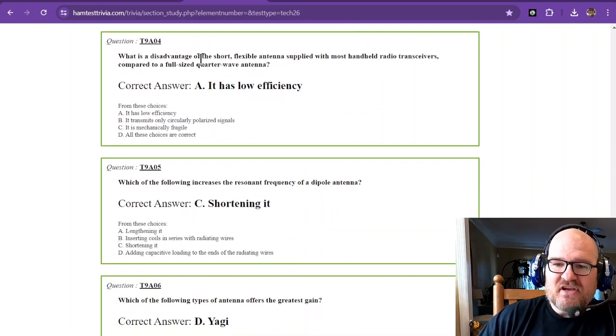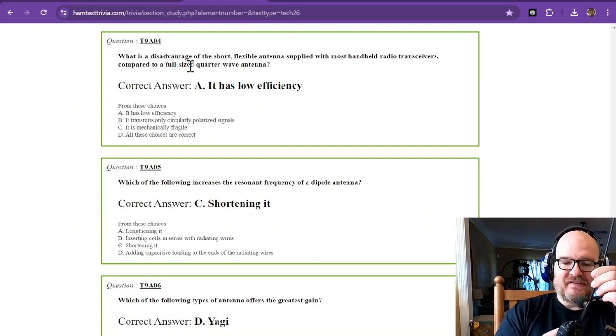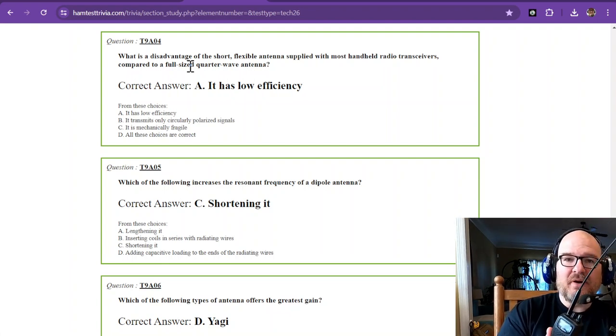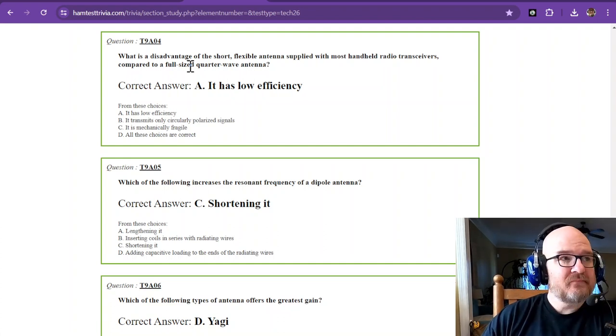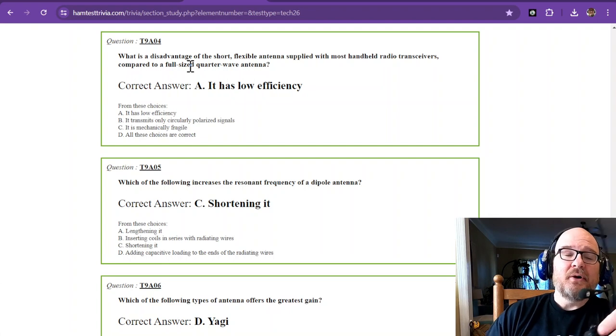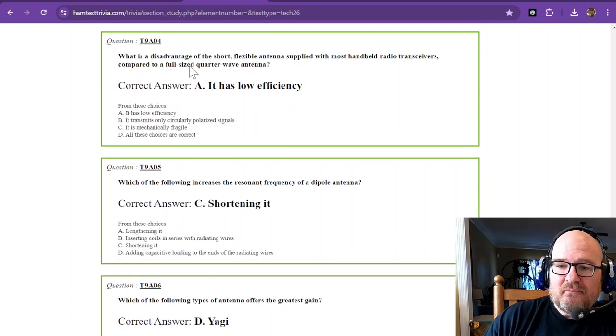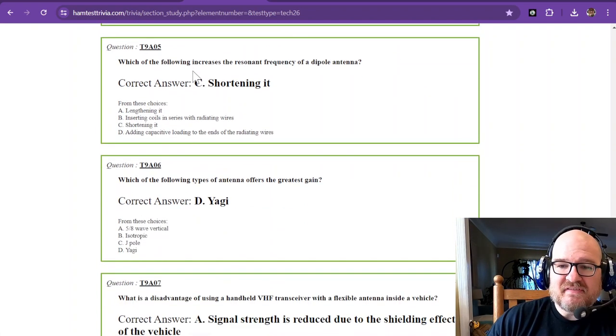I made that for a subscriber and local ham here in town. What is the disadvantage of the short, flexible antenna supplied with most handheld radio transceivers compared to a full-size quarter-wave antenna? Well, these rubber duckies are not efficient. This one's a little more efficient. It's a diamond antenna, but it has a low efficiency compared to that quarter-wave antenna. This one is not too far from a quarter wave, but a quarter wave would be even better. Those little rubber duckies have low efficiency.